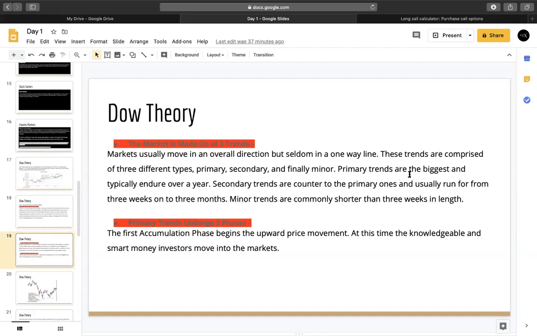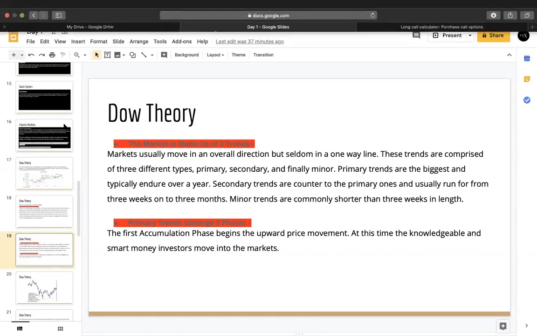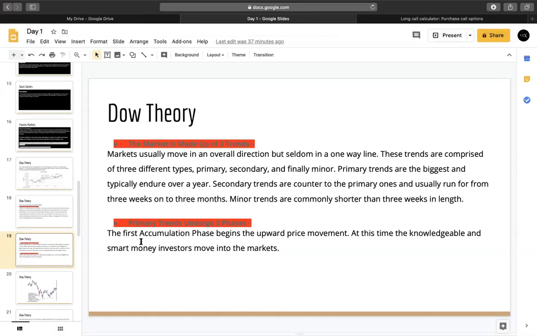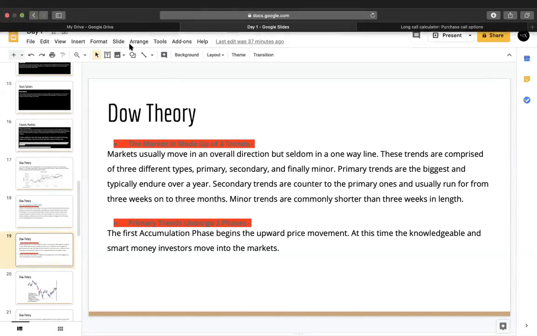So primary trends, okay? Primary trends are the biggest and typically endure over a year. How many of you guys believe that we had, let me see, let's go look at an example, a real life example.